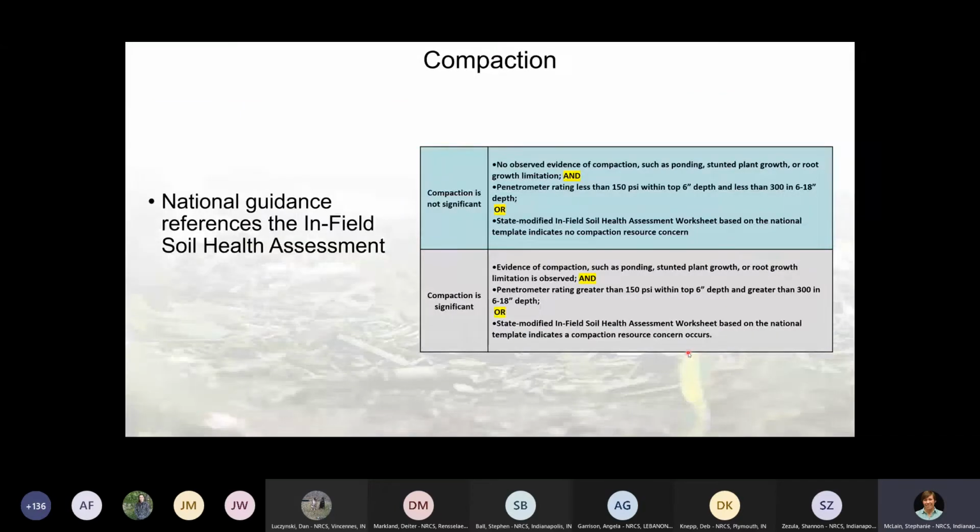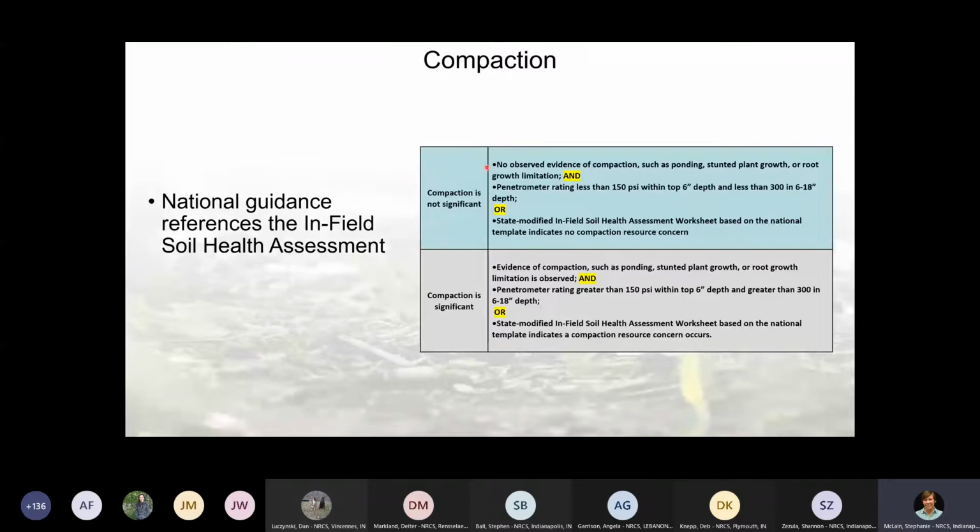And of course, compaction always gets to be the one that's different from all the rest because it is evaluated a little bit differently. But it doesn't go through the none, low, moderate, or high. Compaction is either significant or not significant. And the national guidance listed these criteria of no observed evidence of compaction, ponding, stunted plant growth, or root growth limitations, and a penetrometer reading.